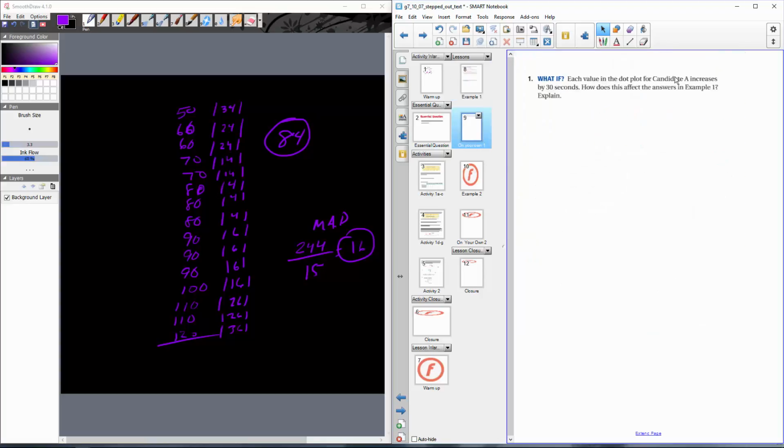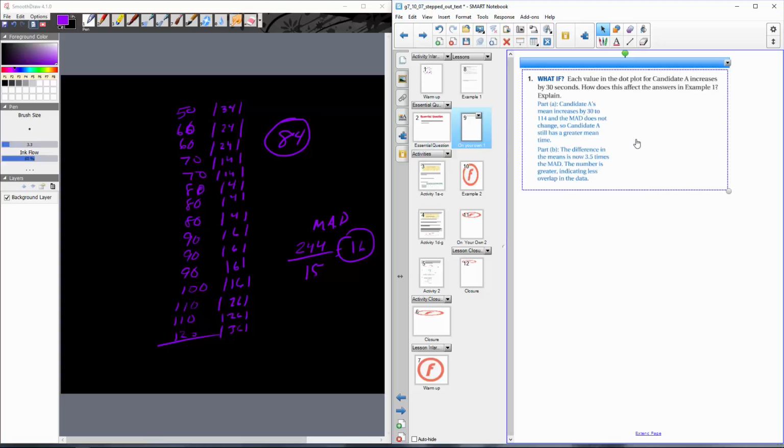So it says, what if we now change it so we increase by 30 seconds? How does this affect the answer? Well, this is what's going to happen. It's going to increase the mean by 30 points, but the mean average deviation shouldn't change at all. It's still going to be the 16.